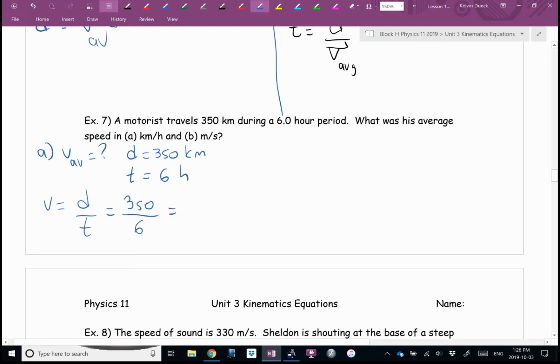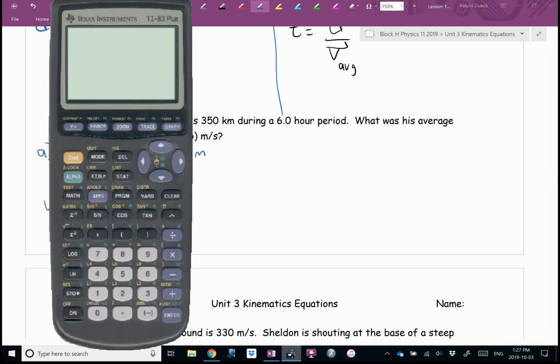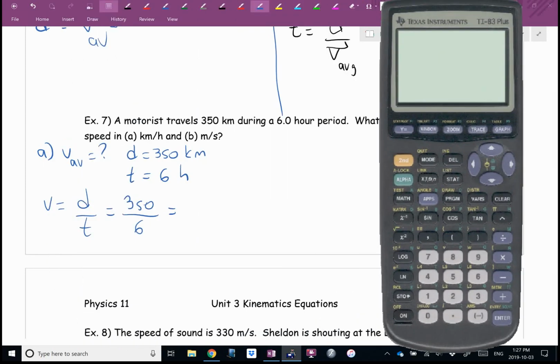What do you get? Is it 58.3 repeating? Is that what you got? You typed it in already? Okay, I didn't see you type. I was going to come at you, Davis, but I think you look like you know what you're doing. All of you want that on your calculator because, trust me, we're going to use it in a second.